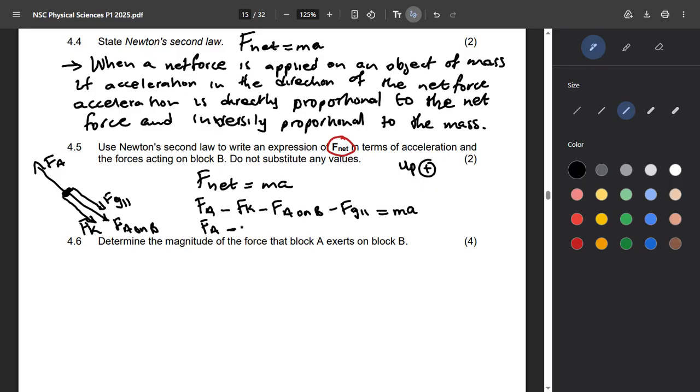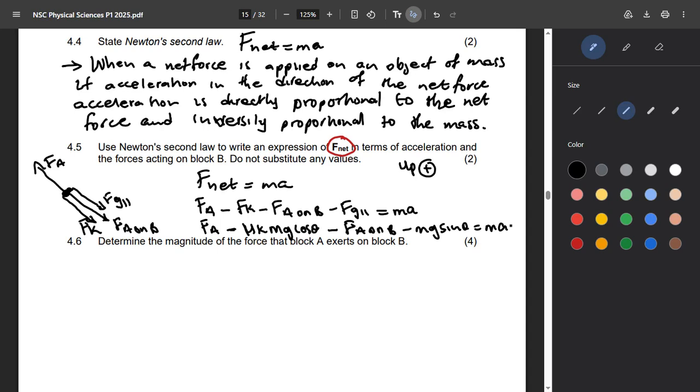So this will be UK mg the cos of theta. UK, this will be UK mg the cos theta. And then we still have to subtract your FA on B. We still have to subtract FG parallel, which is mg, the sine of theta is equal to MA. Then you leave it like this, you get full 2 marks. Right? So if you understand how to do the expression, substitution is easy, right?